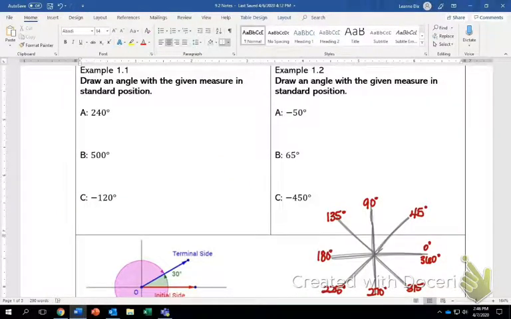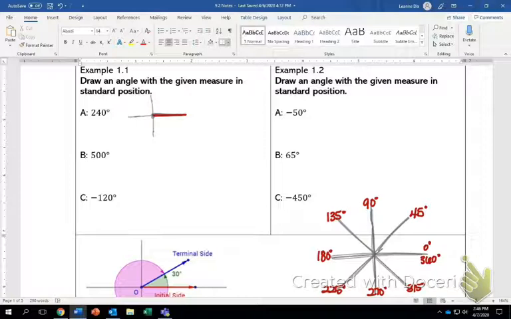It says draw an angle with the given measure in the standard position. All right, so I know that if I'm going to draw this, it has to be on the coordinate plane because that's where standard position is going to be for my angles. The vertex is going to be right here at the origin, and its initial ray, or its initial side, is going to be on that x-axis.